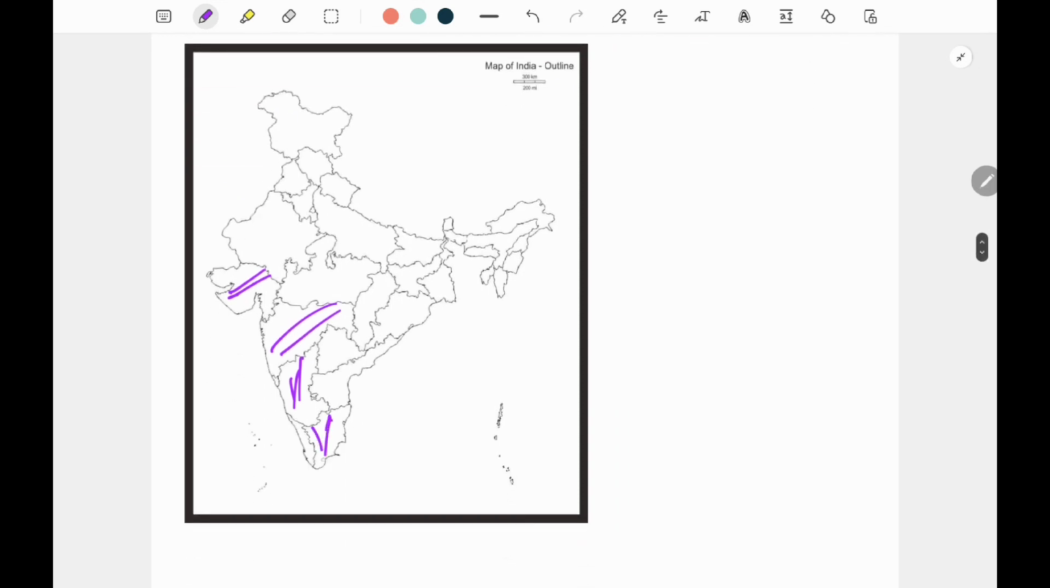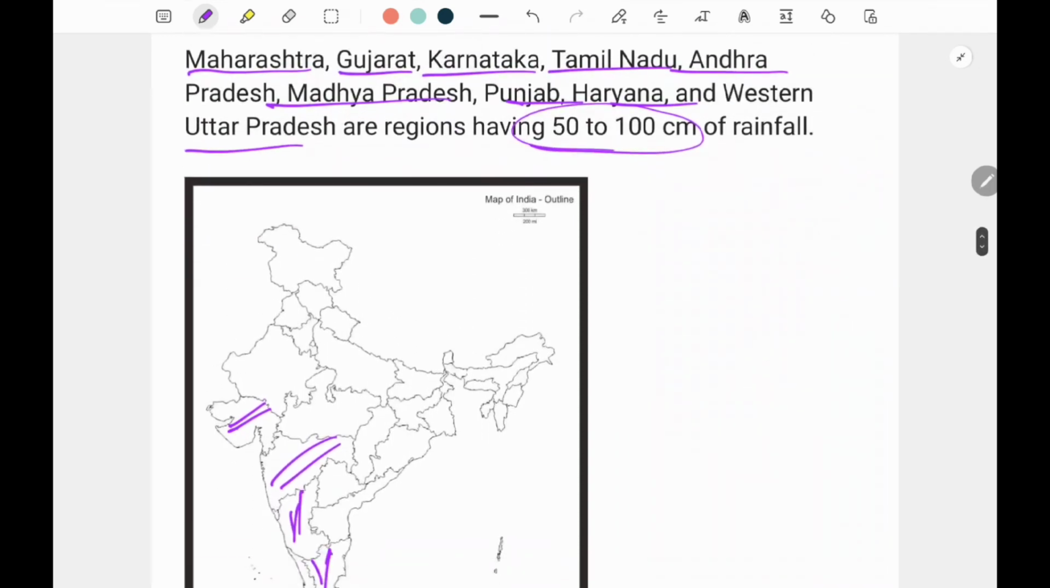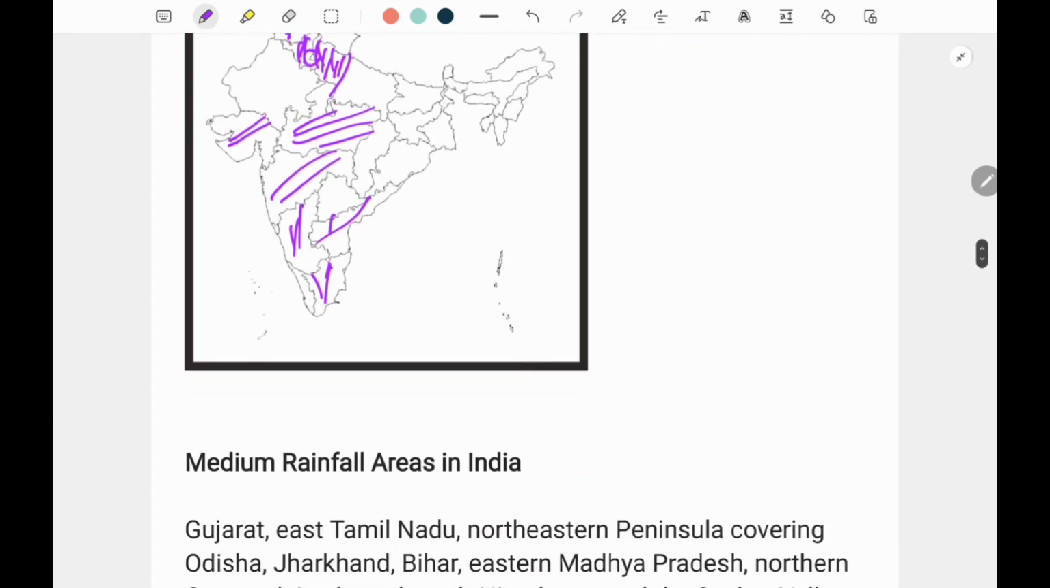Then Andhra is also there. Then Madhya Pradesh. Then Punjab. After that Haryana. After that Western UP. So this Western UP, and you can consider Delhi also, because Delhi is there in between. So they receive very little rainfall, between 50 to 100 centimeter.